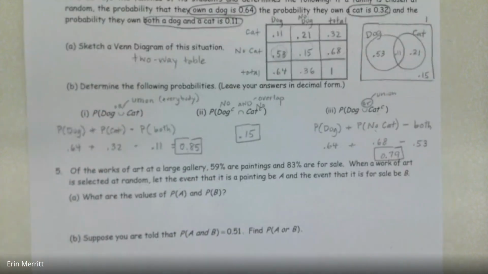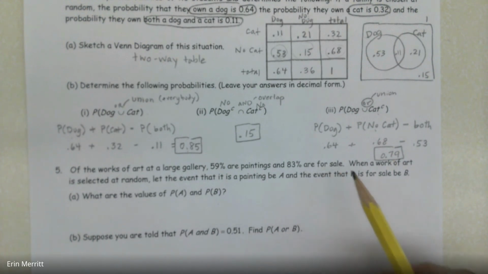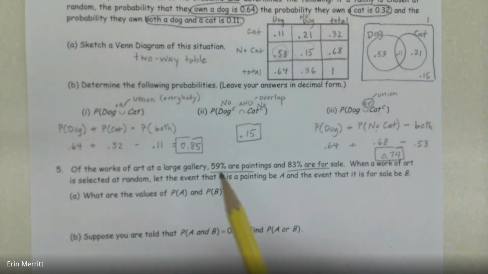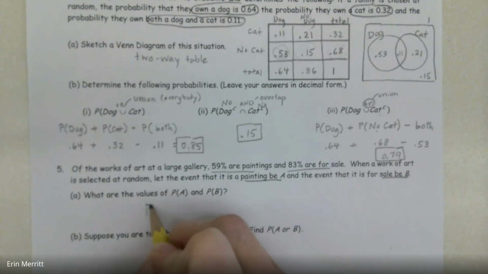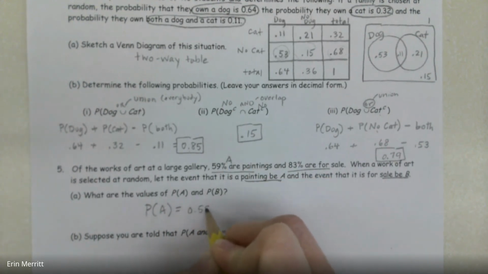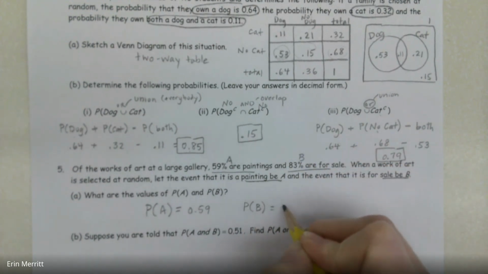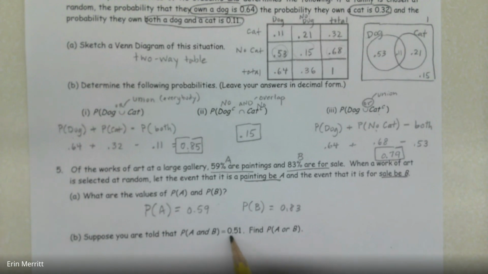Next up, of the works of an art gallery, 59% are paintings, 83% are for sale. So those are our two categories. We've got paintings, we've got for sale. When a work of art is selected at random, let the event that it is a painting be A, for sale is B. So what are the values of those probabilities? Probability of A, since A is the painting, that would be 0.59, right? Probability of B, that is it being on sale, that is 0.83. Suppose you're told that the probability of A and B is 0.51.